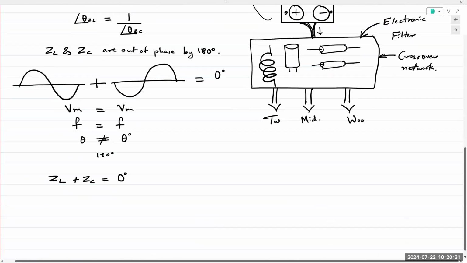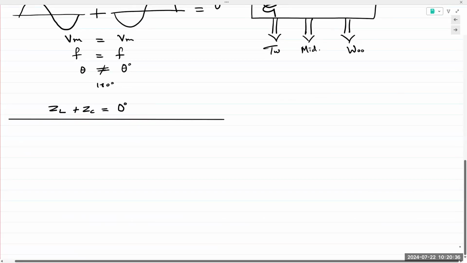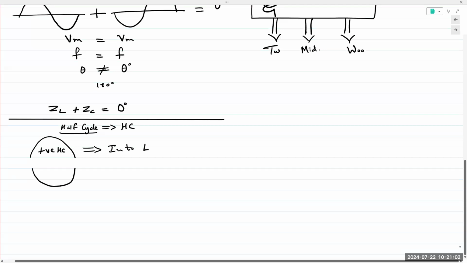Now, because it's AC, if you apply an AC signal in the positive half cycle, so half cycle is HC, in the positive half cycle, energy flows into the inductor, okay? Into the inductor. In the negative half cycle, the energy flows out of the inductor.